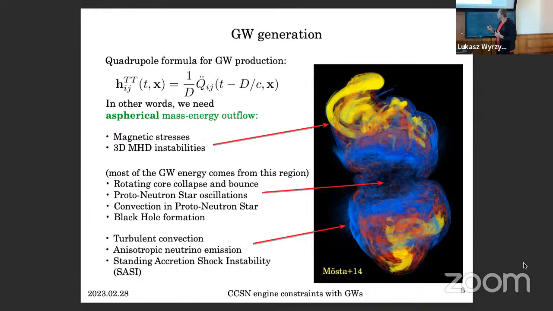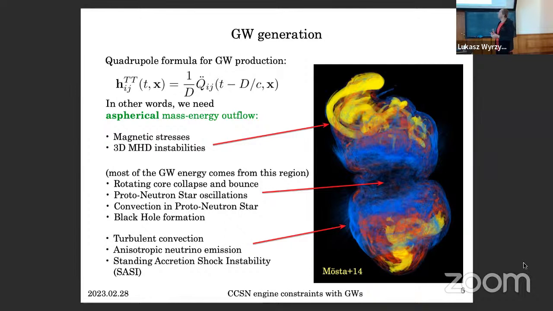So most of the energy comes from a small region of the proto-neutron star, from the collapsed core, and the size of it is around 50 kilometers, which shrinks down to around 20-30 kilometers. So it's a small region with very, very dense matter, where we can have oscillations, resonances, convection inside, rotation and bounce, and even the formation of a black hole itself. This is the region where we hope to see most of the gravitational waves during the explosion.